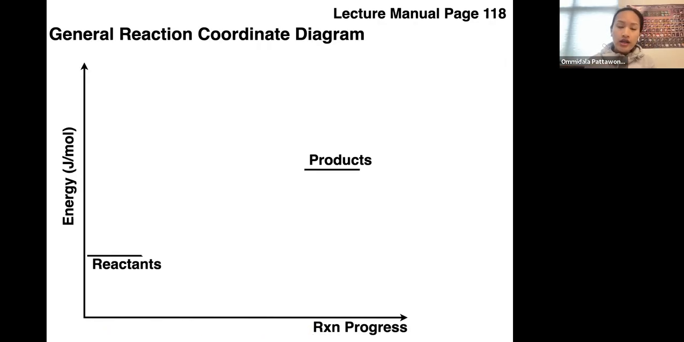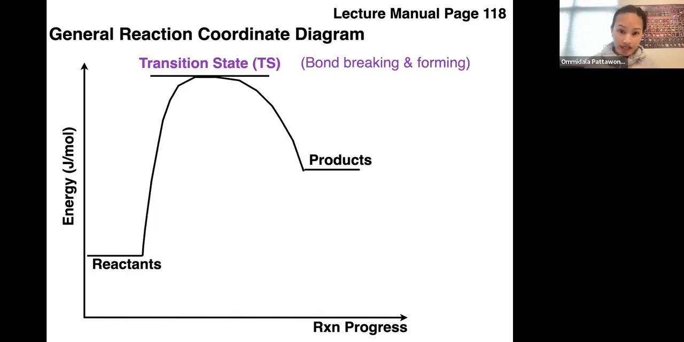According to the collision theory, for a reaction to occur, molecules must collide. So in this case, molecules of reactants must collide with one another, and they also need to collide with proper orientation. When they arrange themselves and collide with proper orientation, they achieve what we call the transition state. The transition state is a state where bonds are breaking and forming.